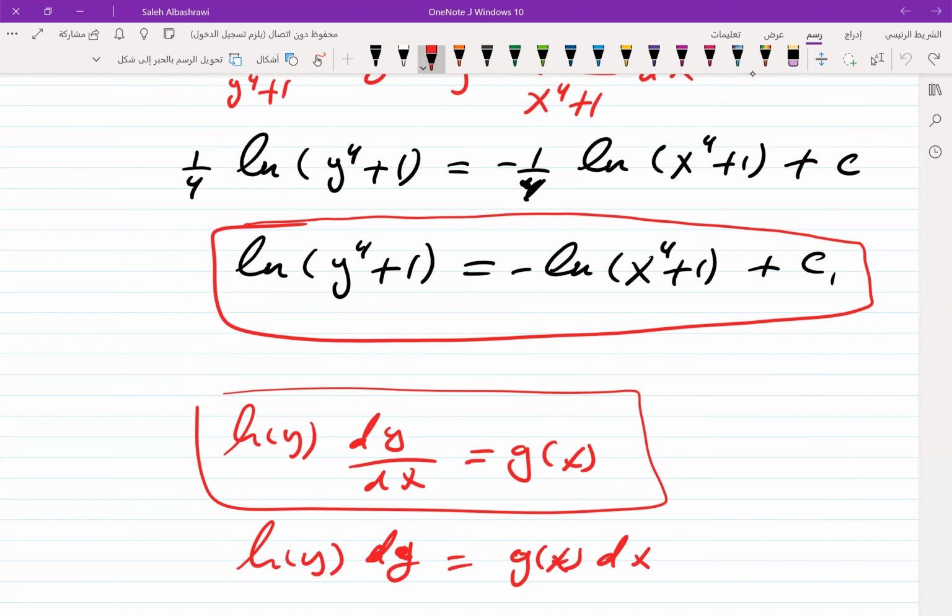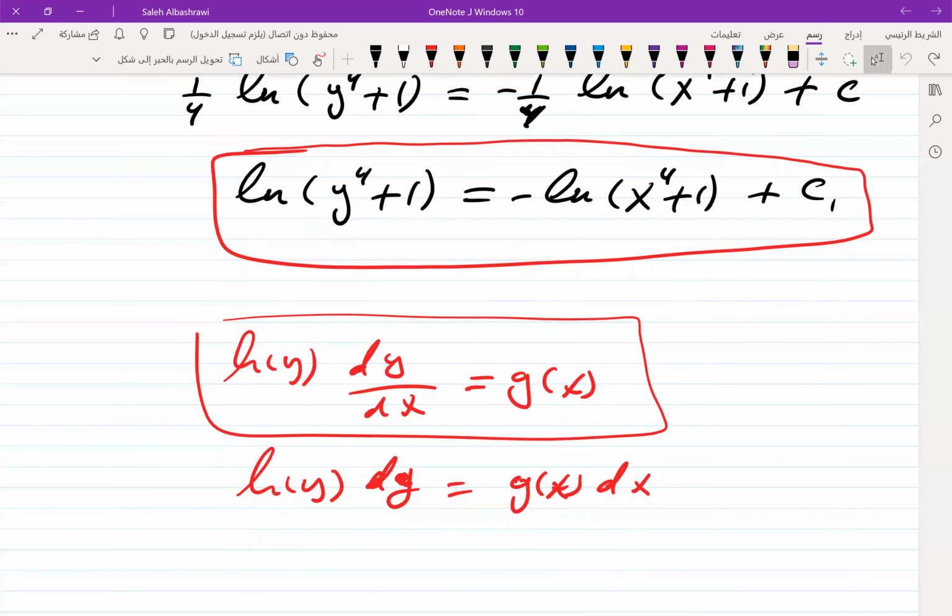Some other equations, in the coming part, will have three terms, in which case we cannot separate the variables. We are going to use different techniques, integrating factor techniques, that will be explained in detail in the coming part. So that is for today, and this is how to find the solution for separable differential equations.